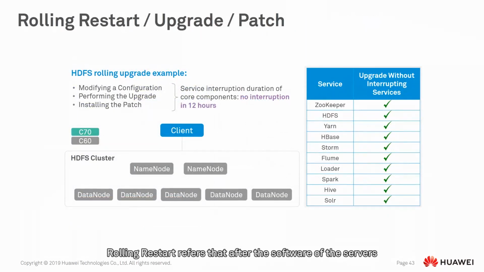Rolling restart refers that after the software of a service or role instance is updated or the configuration is modified in a cluster, related objects are restarted without interrupting services. Rolling upgrade is an online upgrade mode. During the upgrade process, service interruption interval can be minimized. Rolling patch indicates that patches are installed on a component or multiple components in a cluster without interrupting the services or with a minimized service interruption interval.